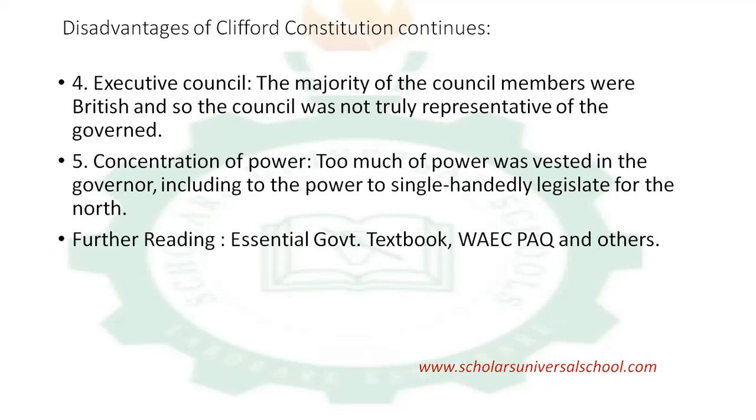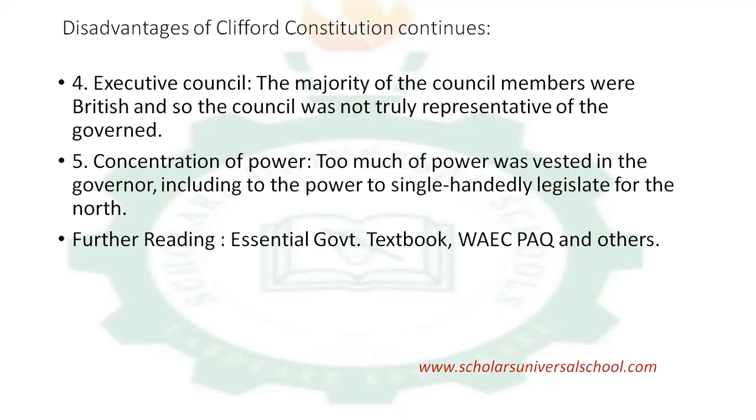Then the fourth one is the executive council. The majority of the council members were British, not Nigerians. Many of those in the executive council we had then were nominated because they were not elected, and many of them were British. So therefore, it did not allow Nigerians, through the executive council, to prepare policies, rules and regulations, and to execute and enforce law for the country.